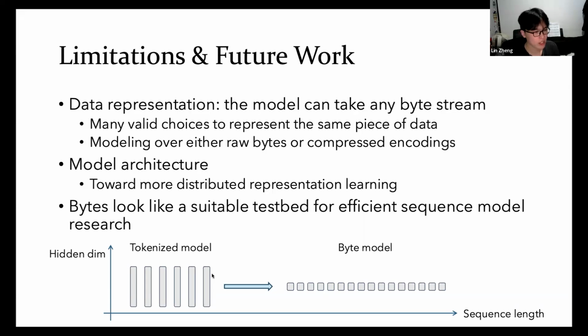So in this case, we are moving from very dense computation to very distributed computation, where all the information of the representations is scattered and distributed over the entire very long bit sequence. We hope this can bring much more distributed learned representations. A final remark is that we feel bit sequences look like a very suitable testbed for efficient sequence model research, because there are naturally very long sequences, especially in images or other visual domains. We hope this could be interesting for future efficient architecture research.